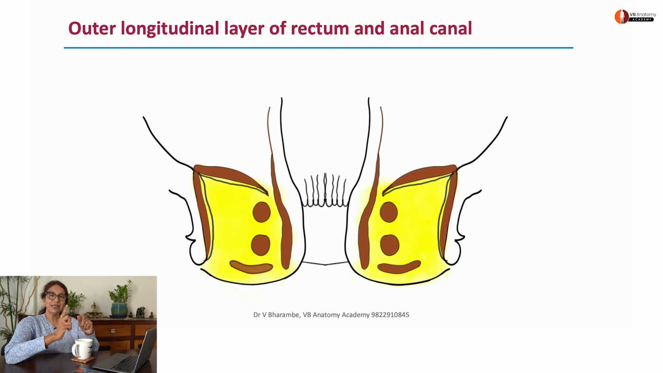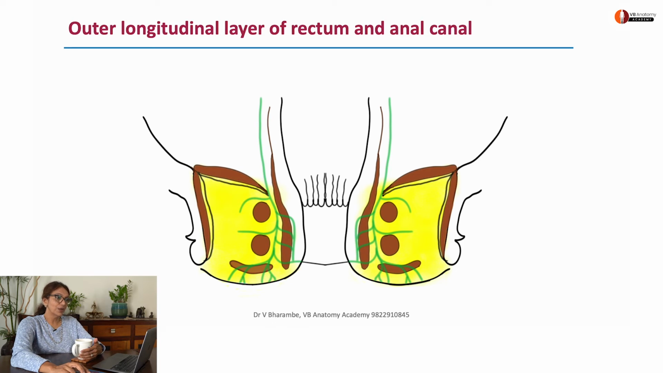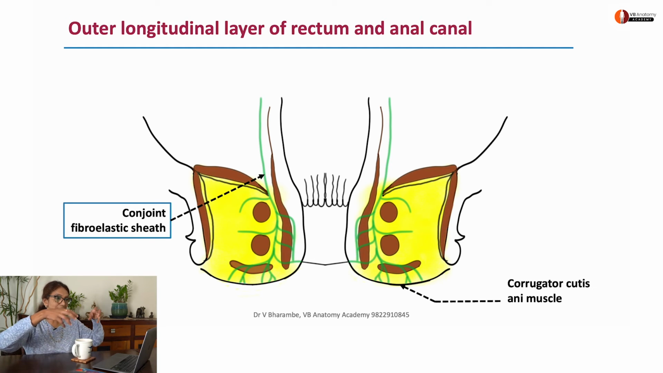You saw the inner circular layer forming sphincter ani internis. What happened to the outer longitudinal layer? The outer longitudinal layer descended down, joined with the levator ani muscle to form a conjoined fibroelastic sheath. This sheath descends down, splits, and gets attached to the skin or passes through the subcutaneous sphincter ani externus to form corrugator cutis ani muscle.